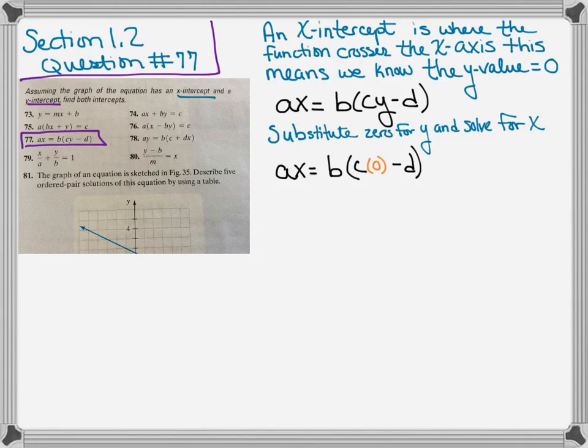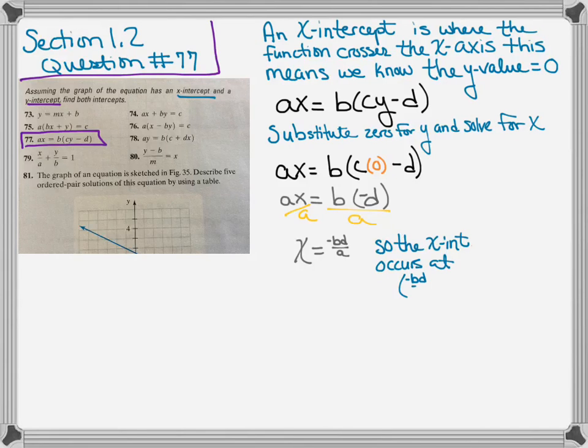When we do this, we notice that c times 0 will give us 0. So we end up with ax equals b times negative d. Now our next step is to solve for x, so we need to divide both sides by a. When we do this, we have x equals negative bd all over a. This means our x-intercept will occur at negative bd over a, comma, 0.